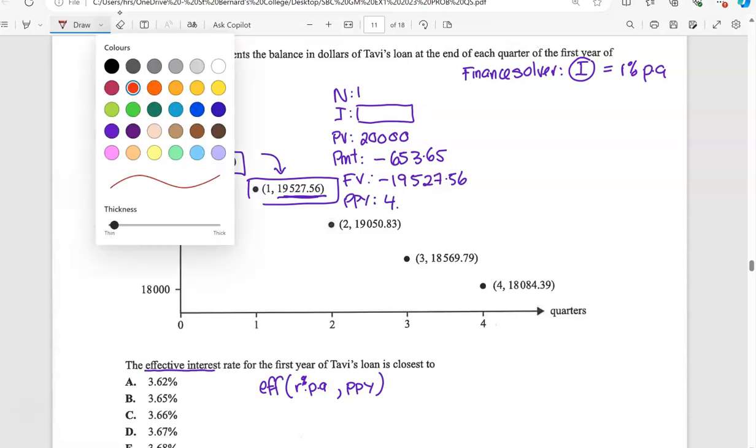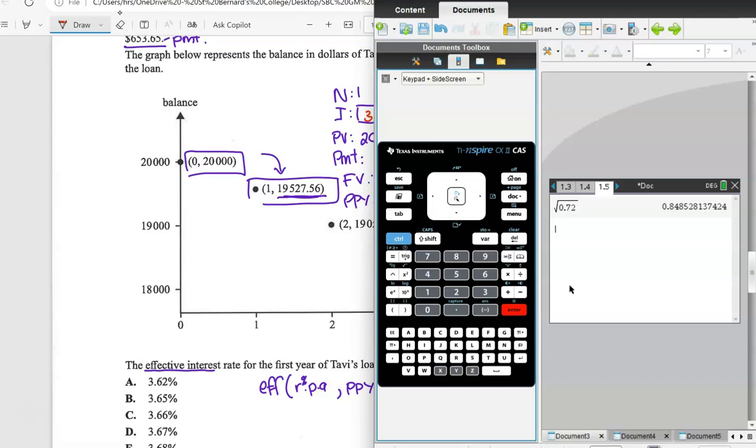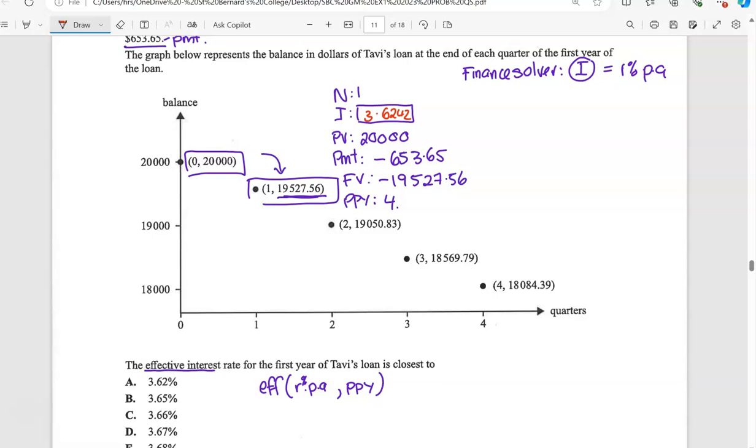So you can see up here, I end up with 3.6242. So to find the effective interest rate, I'm going to do EFF, 3.6242, comma 4, and press enter. So it's 3.67. So then this ended up being 3.6242, comma 4, and we get 3.67, which is D.